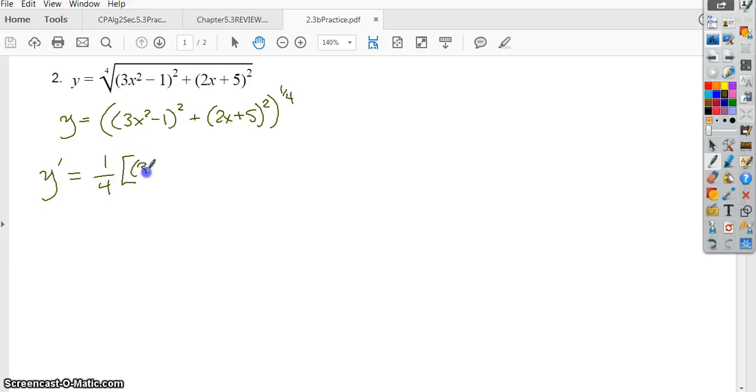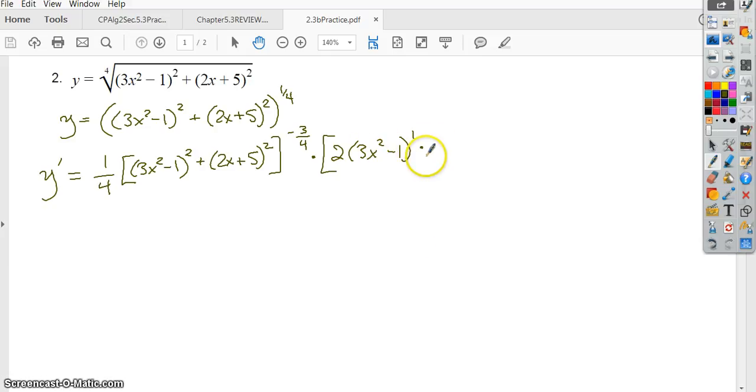I'm going to rewrite all my other stuff, 3x squared. And I do like to use brackets, so that way I don't mix up when I have 2 sets of parentheses right next to each other. 1/4 minus 1 is negative 3/4 times. Now let's take the derivative of what's inside here. I'm going to take it in pieces. This 2 goes up in front of 3x squared minus 1, now to the first. Because of the plus, I need to do the derivative of this now, which is 6x. And now I am finished with the chain rule with this guy.